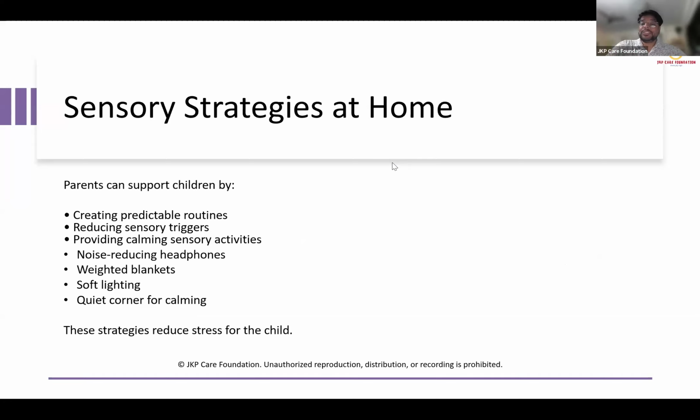Some sensory strategies for parents I want to share here for home, but use the strategies as per your child's needs. Each child is different, each child's needs are different. So analyze the child's needs and accordingly use the strategies. Here are just a few tips I want to give you: creating predictable routines, reducing sensory triggers. First we need to analyze what the sensory triggers are that bother my child.